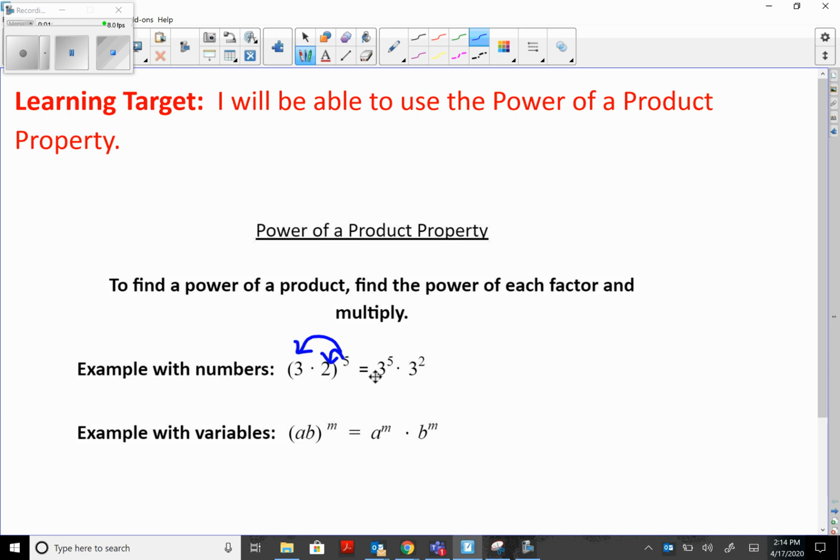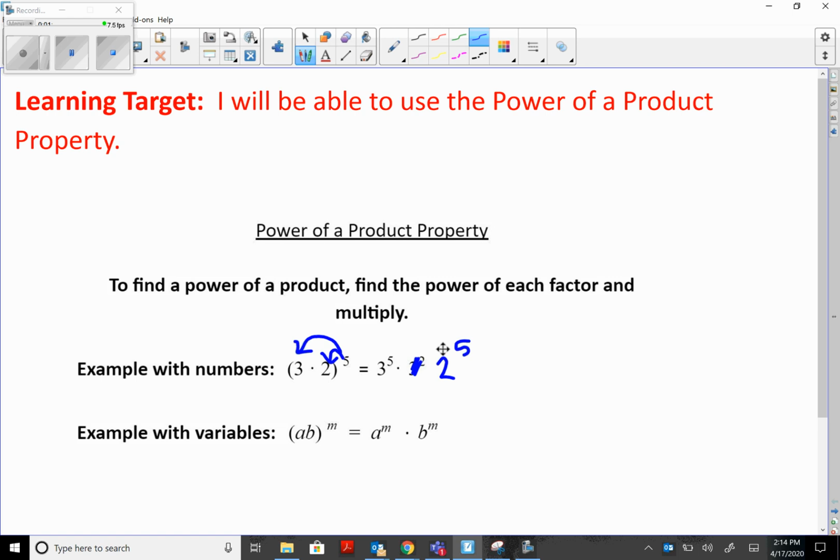So I get 3 to the 5th power for the 3, and 2, or excuse me, I wrote that wrong, but that should actually be 2 to the 5th power. I typed it wrong, not 3 to the 2nd power. So all I did was distribute that exponent of 5 to each of the base numbers inside.